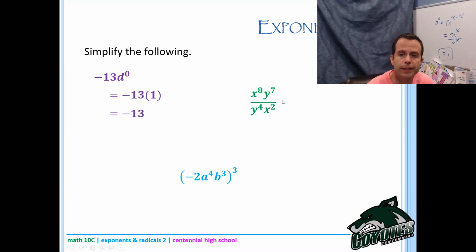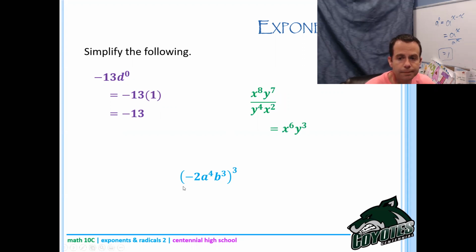We'll go over here. I want you to see this as dividing. Now, they're out of order, but you just group the similar ones together. So I've got x to the 8 divided by x to the 2. That would be x to the 6. And I've got y to the 7 divided by y to the 4, which would be y to the 3. So x to the 6, y to the 3 is my final answer there.